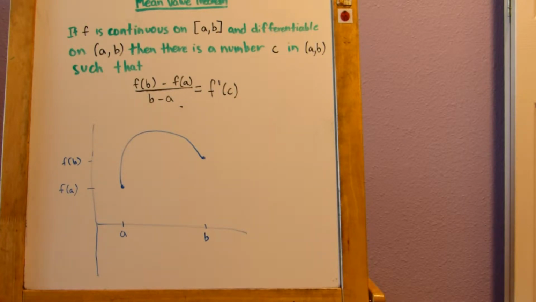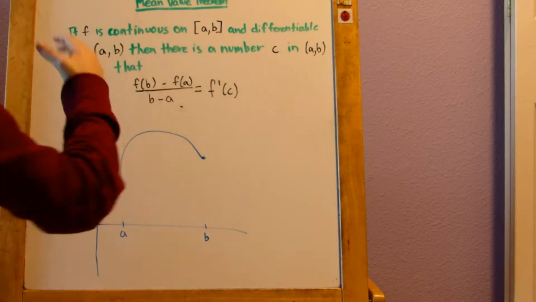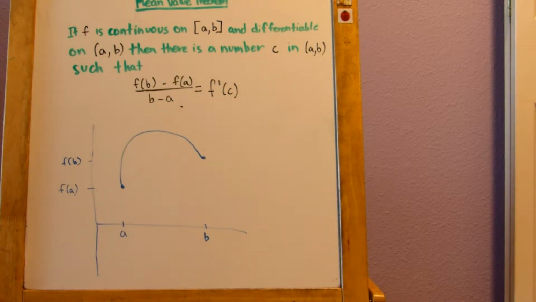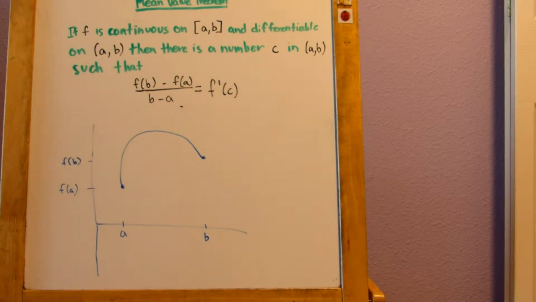Okay, if f, which is a function, is continuous on the closed interval [a, b], so that means it has to be continuous on a and b, it includes them, and differentiable on the open interval (a, b), that means it doesn't have to be differentiable on the endpoints a or b. Then there is a number c in (a, b), the open interval, so c cannot be the endpoints. That's very important to remember.